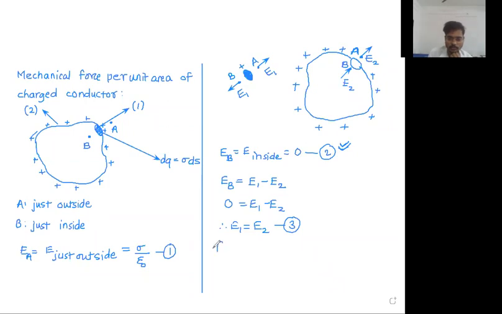Now from equation 1, sir, can we write total electric field at point A? Electric field at the point just outside of the conductor is sigma upon epsilon 0, sir. But by vector logic, electric field at point A because of the first conductor is outward, and electric field at point A because of the second conductor is also outward. So E1 and E2 are the vectors which are outward, both are outward, so those will simply get added.